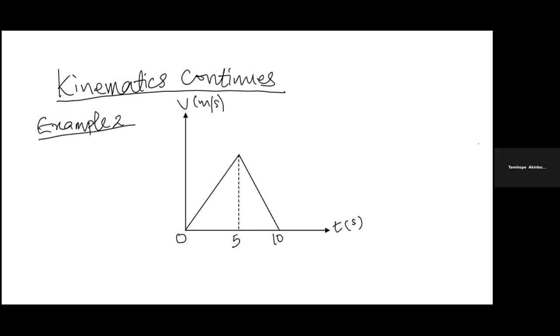The velocity-time graph for P consists of two straight line segments as shown in the diagram.